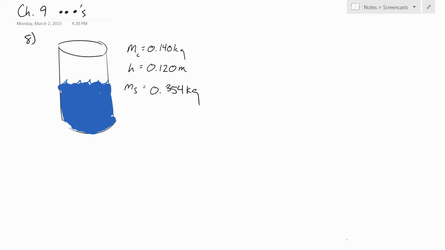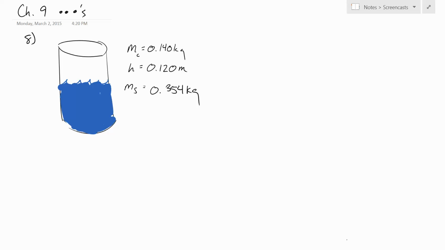Okay, there's only one 3-dot problem on the assignment from Chapter 9, so let's get to it. We've got number 8 here from Chapter 9, which is not confusing.